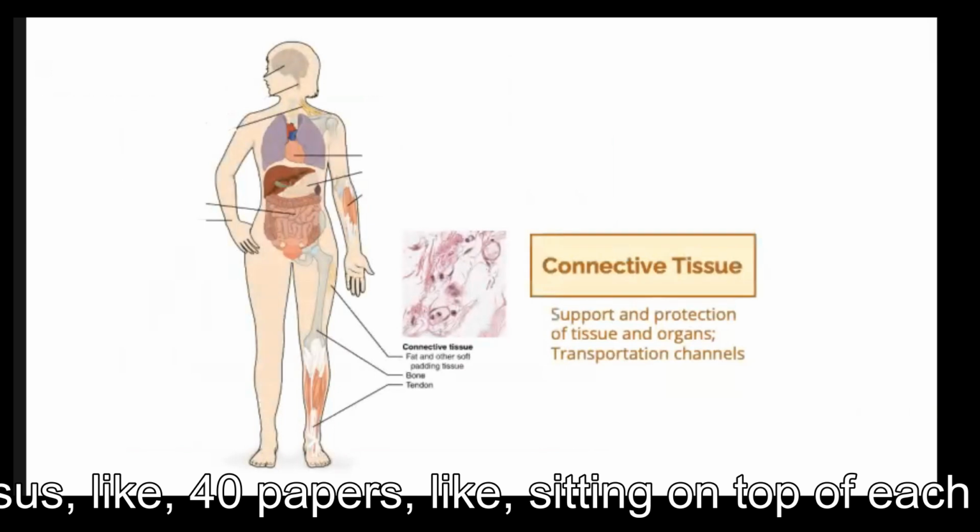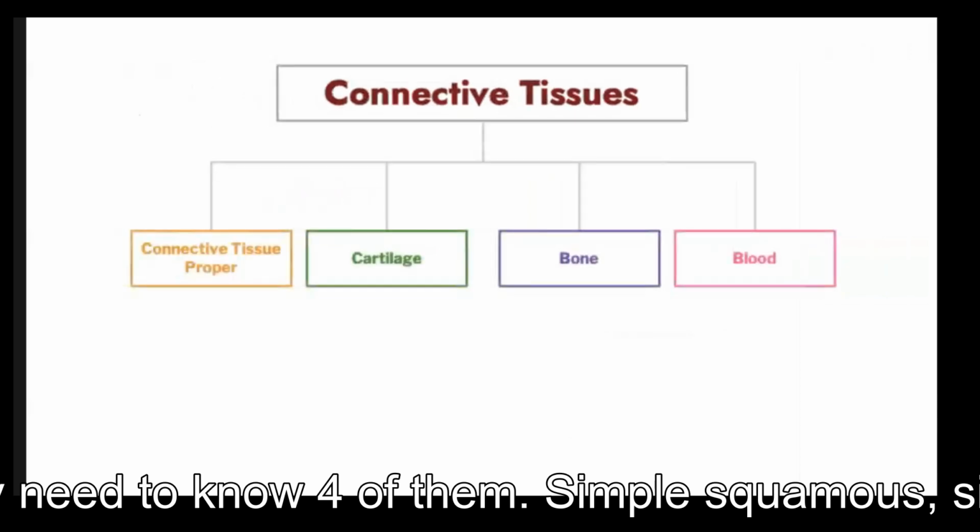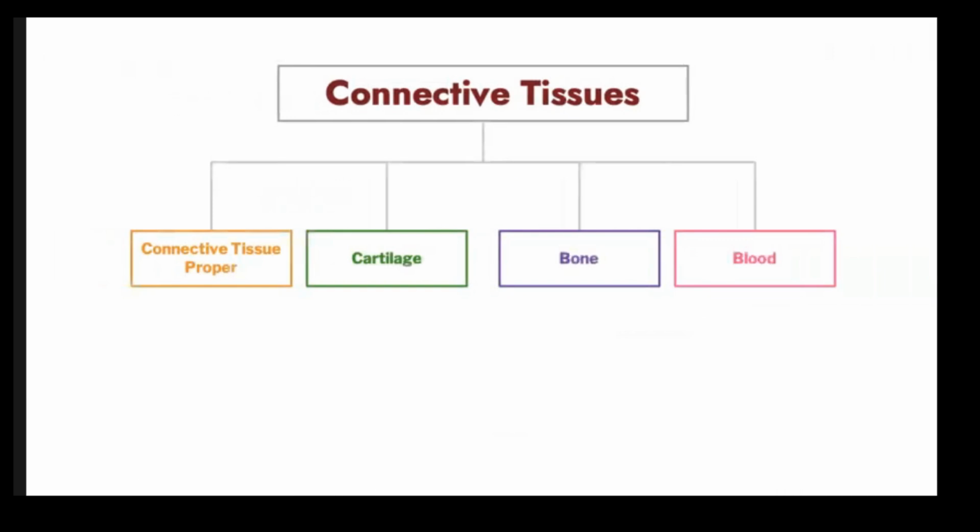Bien, beautiful. Okay, so what do connective tissues do? A lot of things. They're going to do pretty much everything that's on the slide over there. Read it at your own time. You're going to have four different categories of connective tissues: connective tissue proper, cartilage, bone, and blood.